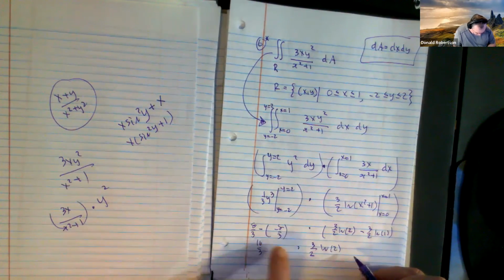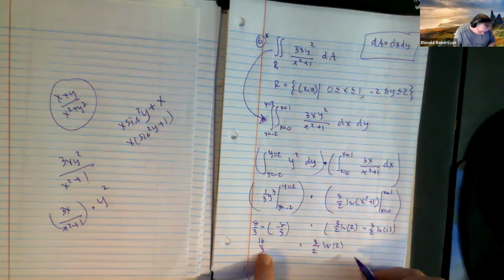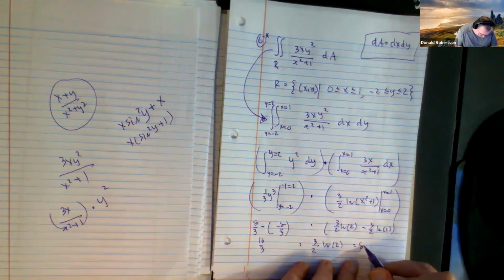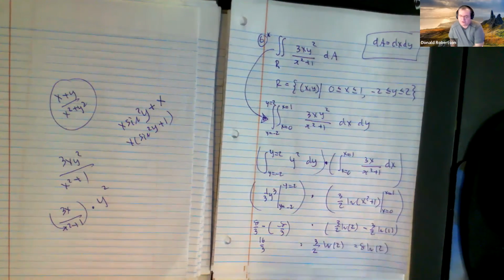2 and 16 will partially cancel. 3 and 3 will completely cancel. And you will have, I believe, a very nice answer, 8 log 2.